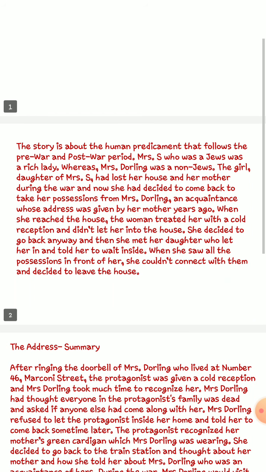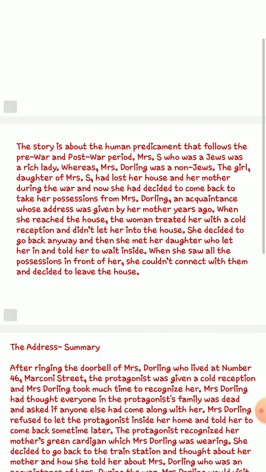And as we read in the story, it was Mrs. S, the narrator's mother, who introduced the narrator to Mrs. Doling. Many years ago, the narrator's mother gave the address to the narrator. Which address? 46 Marconi Street. When she reached the house, the woman treated her with a cold reception. Mrs. Doling was not at all interested to receive the narrator with a smile.